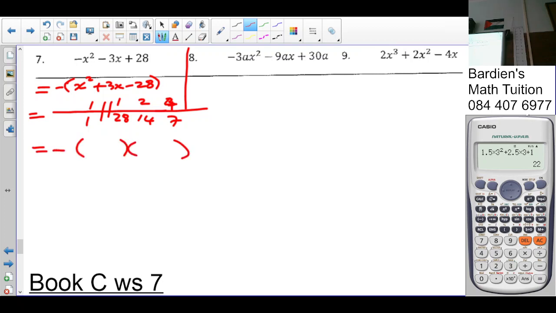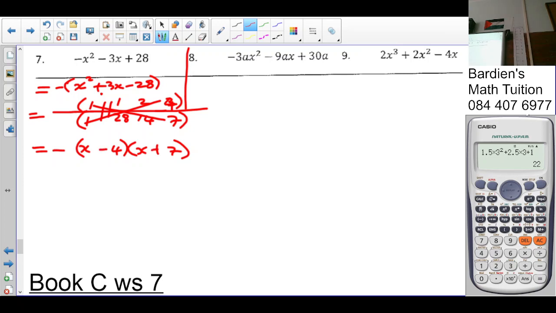You subtract. So 7 minus 4 is 3. So in the bracket goes x and a 4, and x and a 7. What about our signs? Opposite signs. The last term is negative. The bigger product takes the sign of the middle term, which is positive. So it's going to be plus, eh?